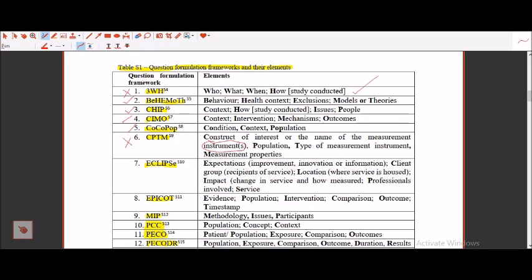ECLIPSE, yes, I have done this one. However, ECLIPSE, this is with capital S and small e, and try to understand what it is. It is expectations, improvement, innovation or information, client group, location, impact, and how measured, professionals involved, and service.